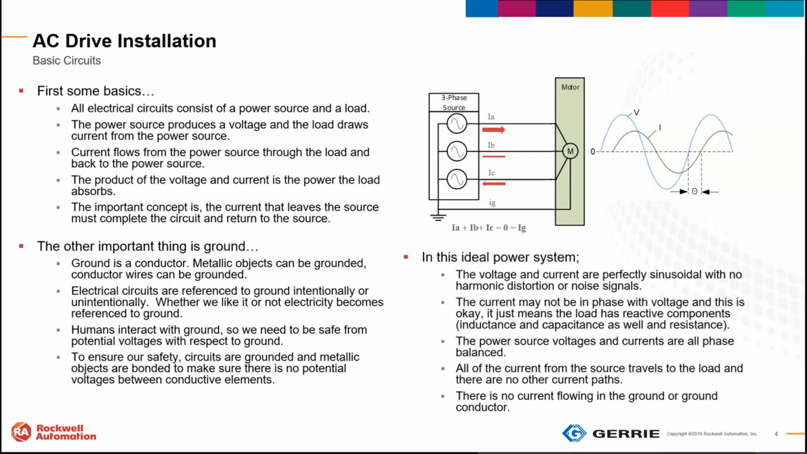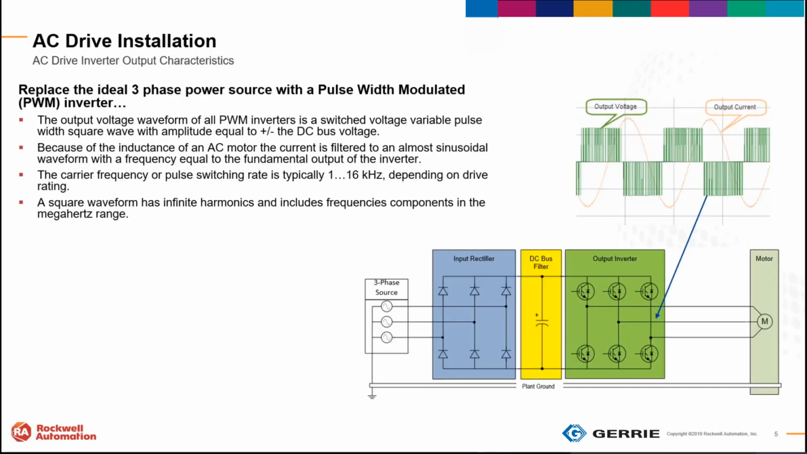In an ideal power system, voltage and current are preferably sinusoidal with no harmonic distortion or noise signals. The current may not be in phase with the voltage, but that's okay because we have reactive, inductive, and capacitive components within the load side of the equation. Power source voltage and currents are always phase balanced, which we'll find is not always the case. And we're always going to assume that there's no current flowing in the ground conductors in that perfect scenario, but unfortunately, we don't always live in a perfect world.